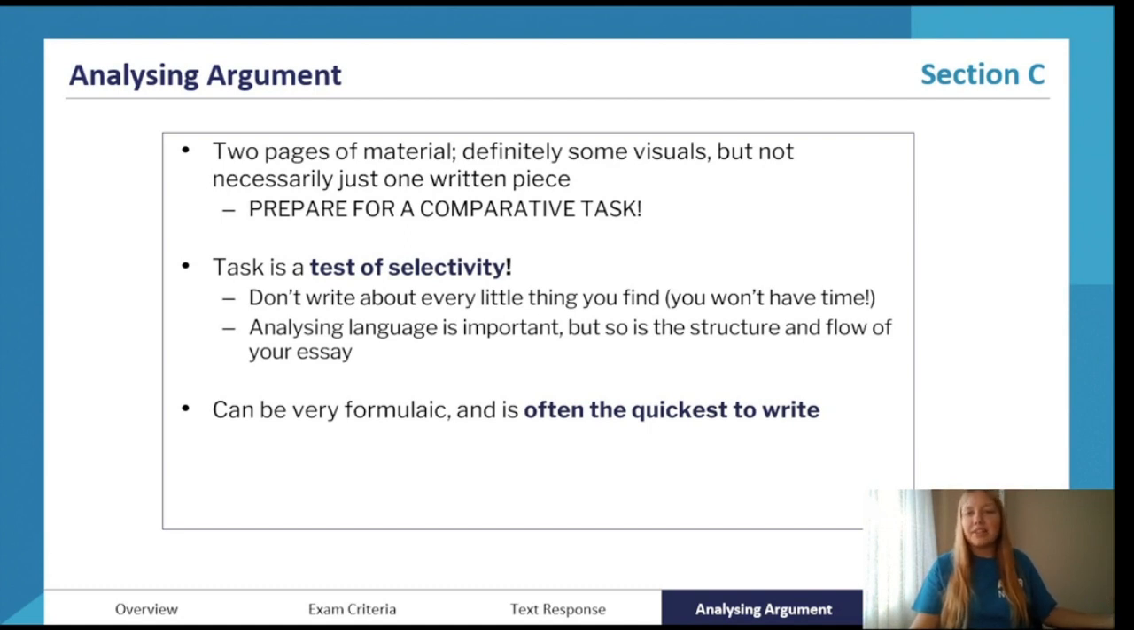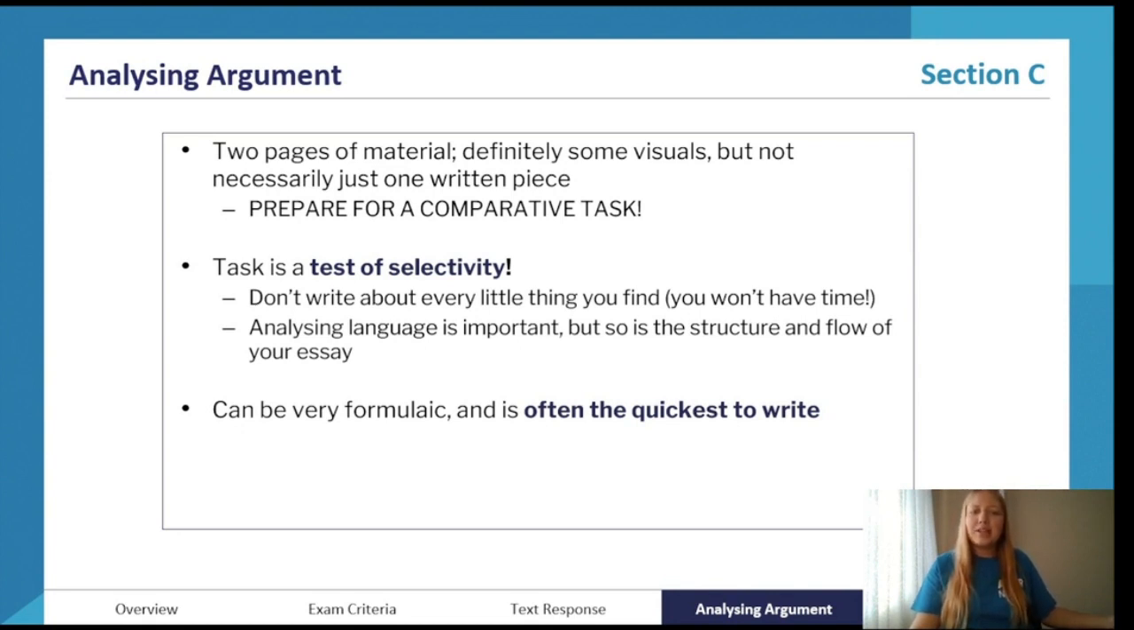Also, you're going to have a different year 12 study design next year, and I feel that they've added more comparative aspects to your analyzing argument in this year's new study design, so it's quite likely they might even change it back to a comparative task like it used to be a couple study designs ago. I feel they may bring that back. So just be aware, prepare for comparative, structure your comparative argument analyses really well.